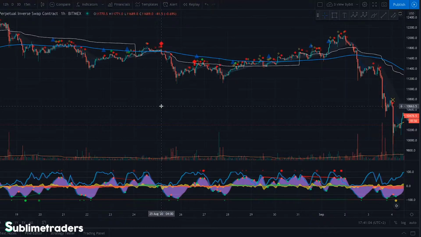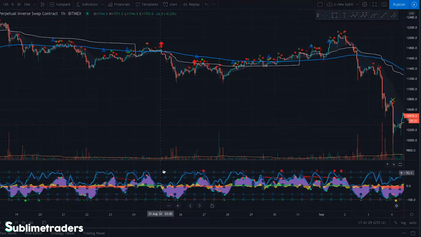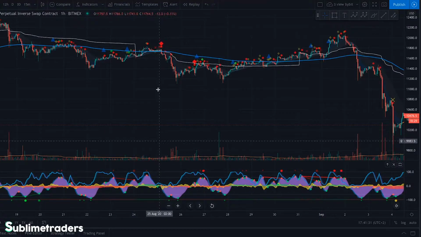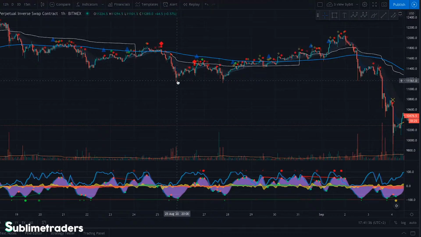Basically you have to have confirmation on the indicator in the chart and in the indicator in the bottom part, so from the waves and from the chart. For example, we have a sell signal from the top indicator, named Sublime Chart, and we have a sell signal from the bottom indicator, which is called Sublime Wave. As we can see, this has followed through very nicely.